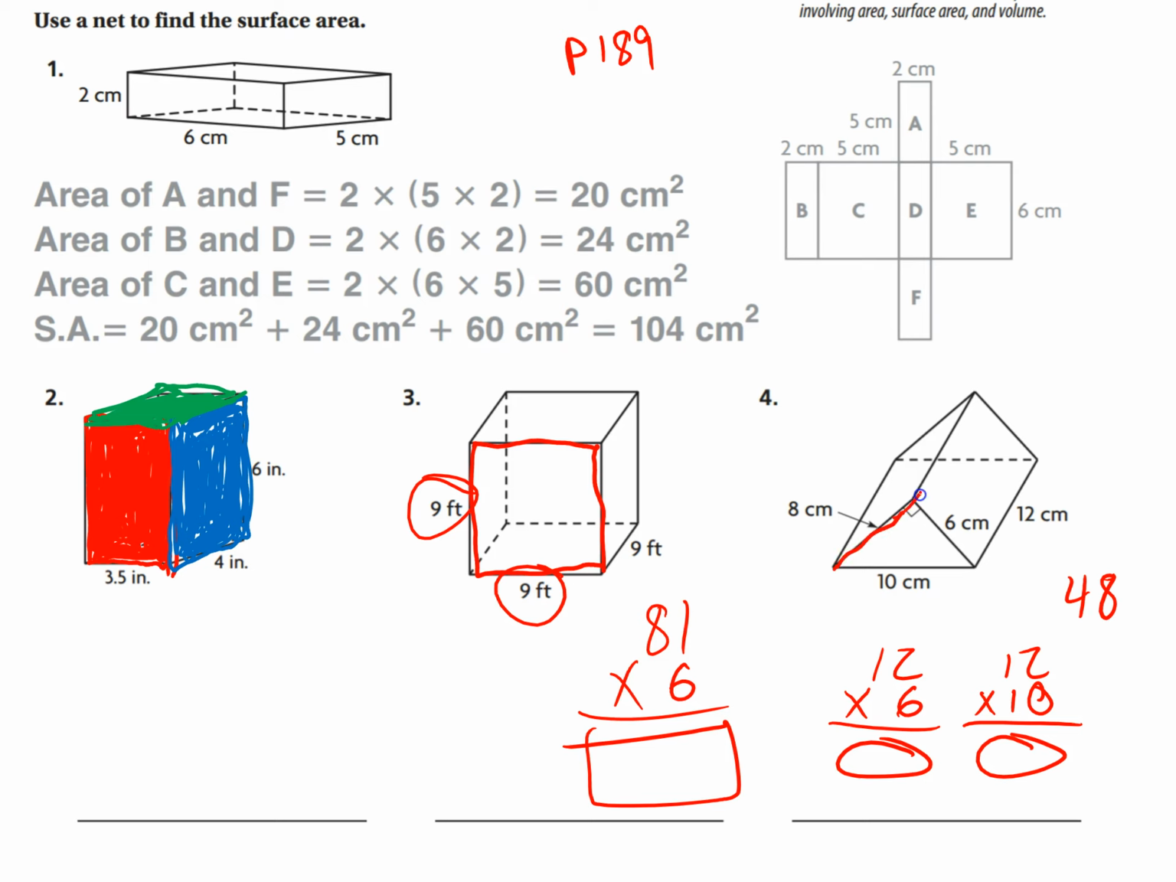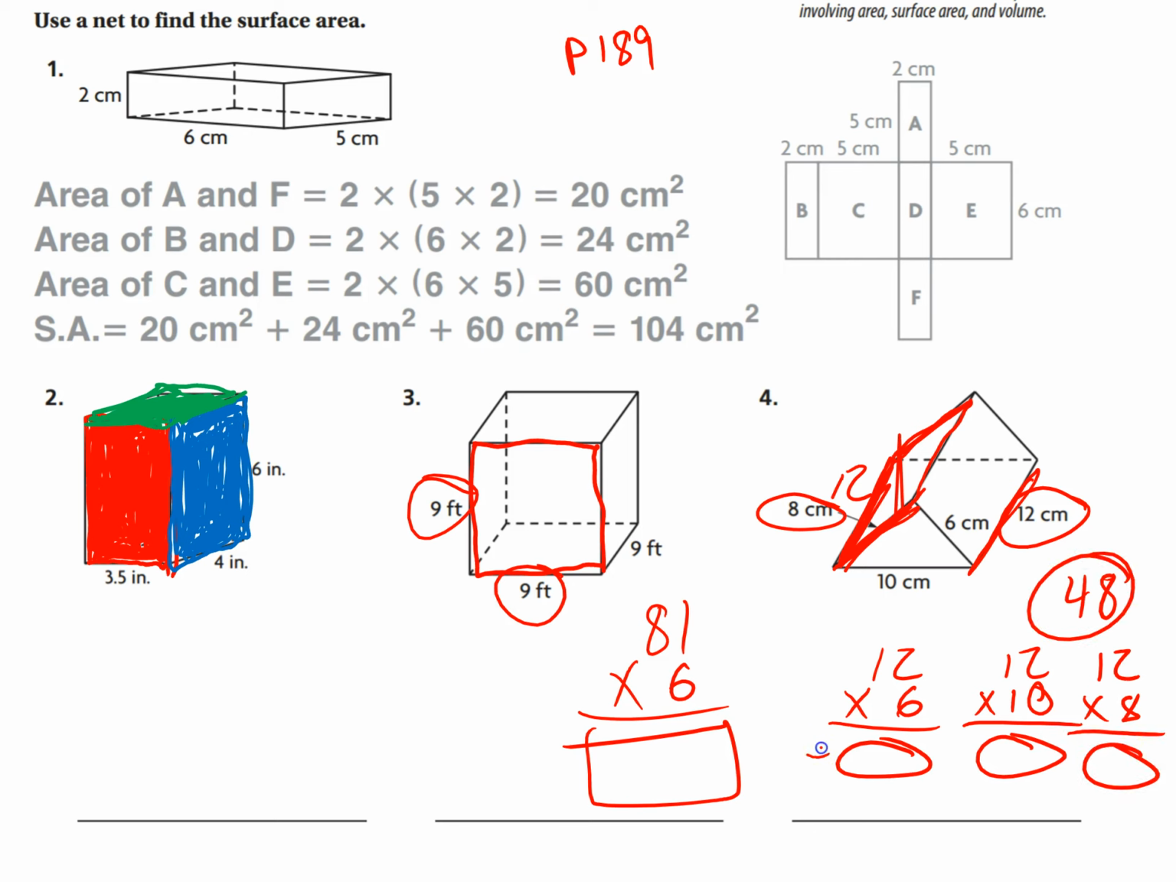But then we also do need to get the measurements of this rectangle. Okay, so this line is going to have the same length as this line. They're both 12. And then this line is going to have the same length as this line, which is 8. So you're going to do 12 times 8. So you're going to take 48 plus this number, plus this number, plus this number, and that will give you your final answer.